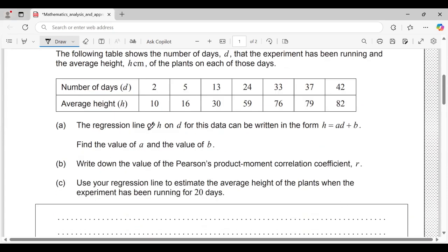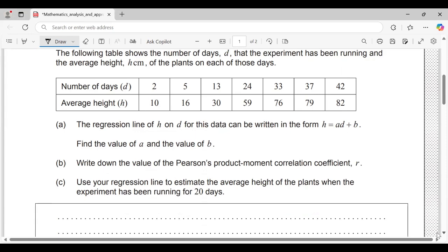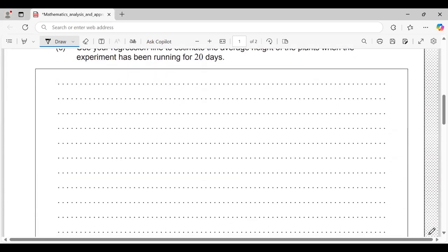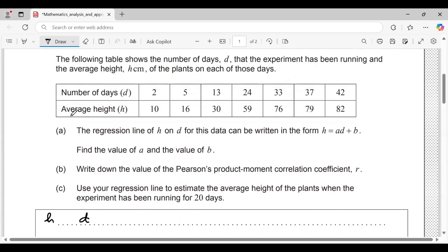The regression line of H on D for this data can be written in the form H equals AD plus B. Find the value of A and the value of B. The first step, I would like to create the table, table H and D. So this is H: 10, 16, 30, and so on. D: 2, 5, 13, and so on.